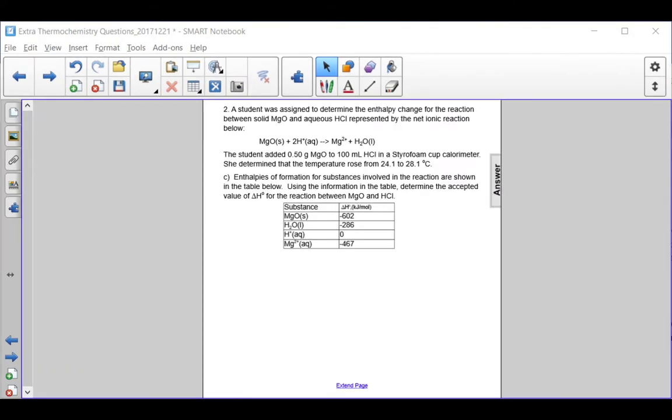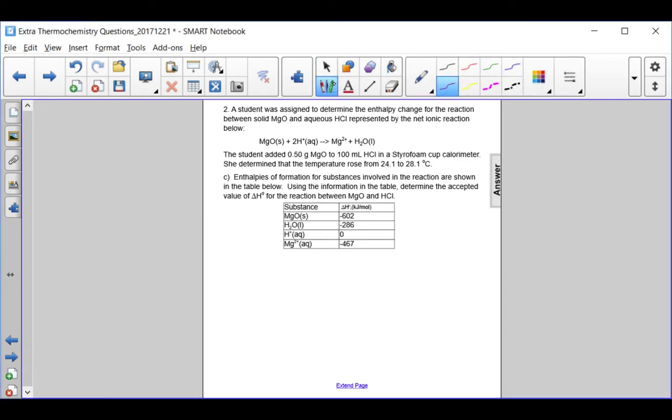Continuing on, part C. Enthalpies of formation for substances involved in the reaction are shown in the table below. Using the information in the table, determine the accepted value of delta H for the reaction between MgO and HCl. So remember that delta H for a reaction is delta H for the products minus delta H for the reactants.